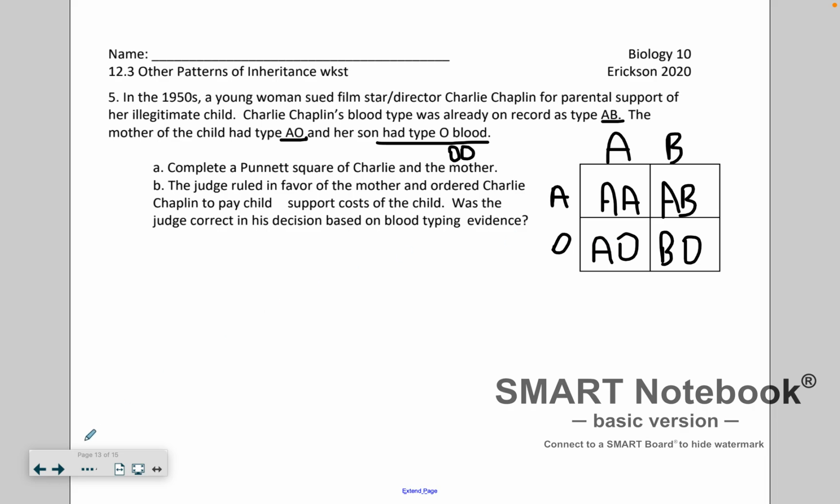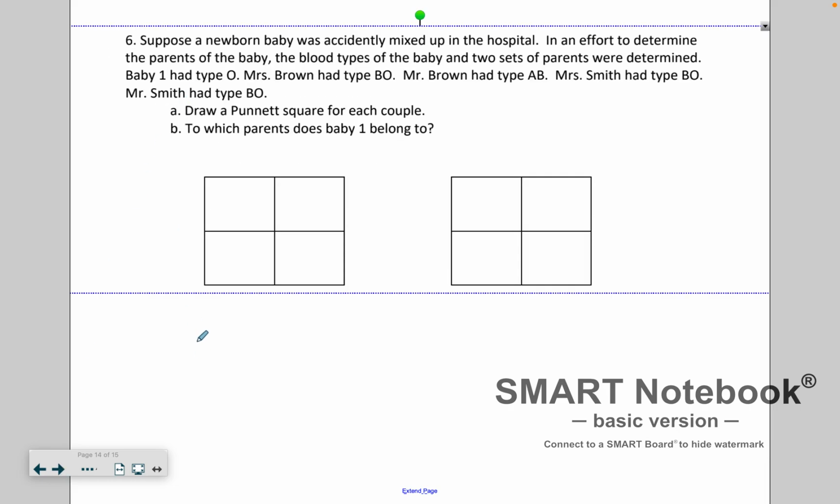So you tell me. All right, the last one is, suppose a newborn baby was accidentally mixed up in the hospital, which has happened. In an effort to determine the parents of the baby, the blood types of the baby and the two sets of parents were determined. Baby 1 had type O blood. Mrs. Brown had type BO. Mr. Brown had type AB. Mrs. Smith had type BO, and Mr. Smith had type BO. So let's do the Browns first.